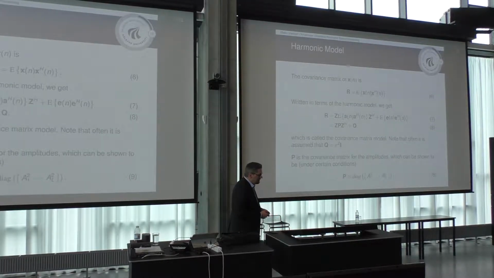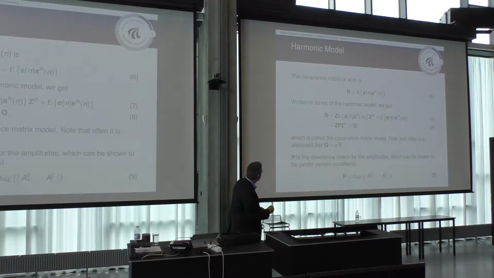If we compute the covariance matrix of X here, like this, well, we can plug in our signal, and then we get a part here, which is the noise. We call that the noise covariance matrix Q. And then we can see that this other part here, we get this S multiplied by P, and S Hermitian transpose here. And then this P here is the covariance matrix for the amplitude.